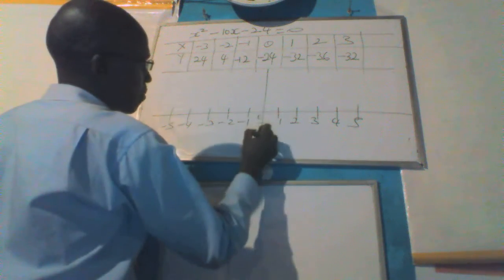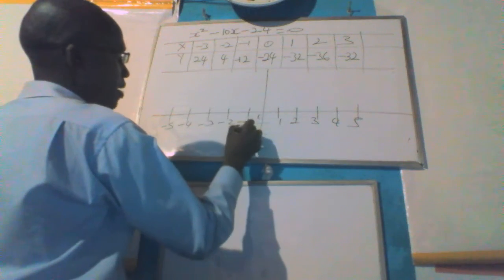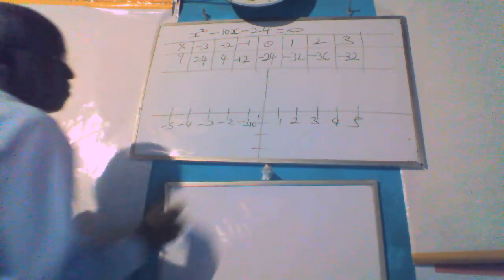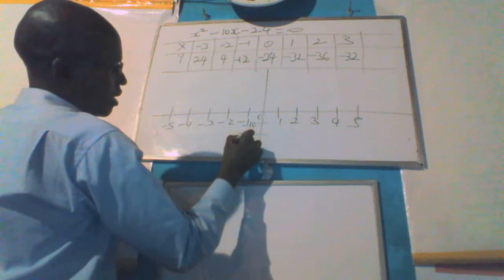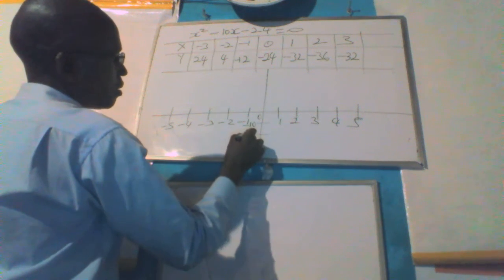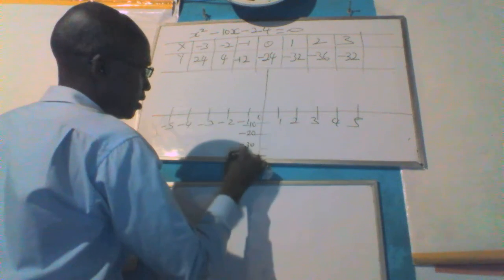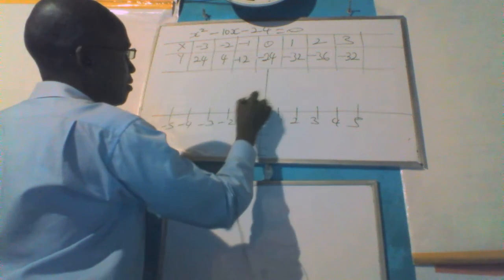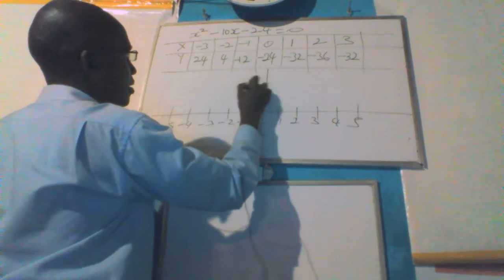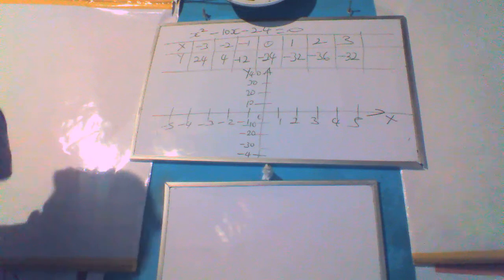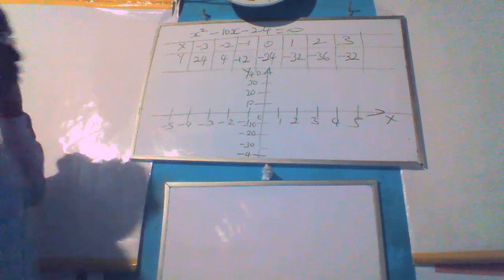So we'll proceed to choose a suitable scale. In this case, the scale is 1 centimeter for 10: minus 10, minus 20, minus 30, and minus 40. Then we have 10, 20, 30, and 40. Now, in that respect, we have the x and y coordinates. So the table of values gives us what to plot.